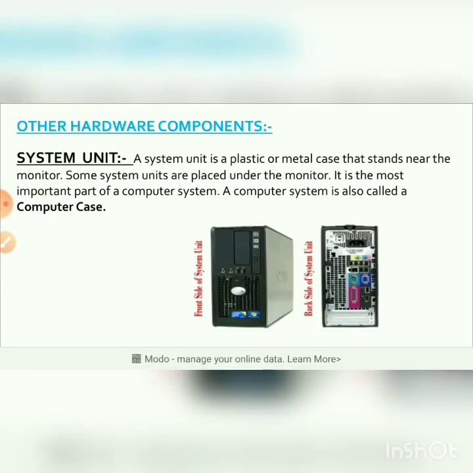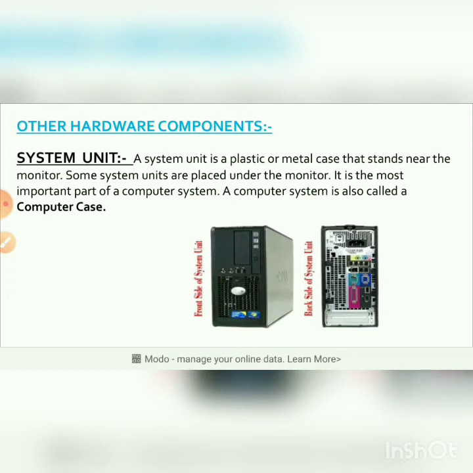Now, we'll talk about other hardware components. Other hardware components, what are they? Apart from input, output, and storage devices, there are some other hardware components attached to the computer. These are, look at the picture. This is the system unit.